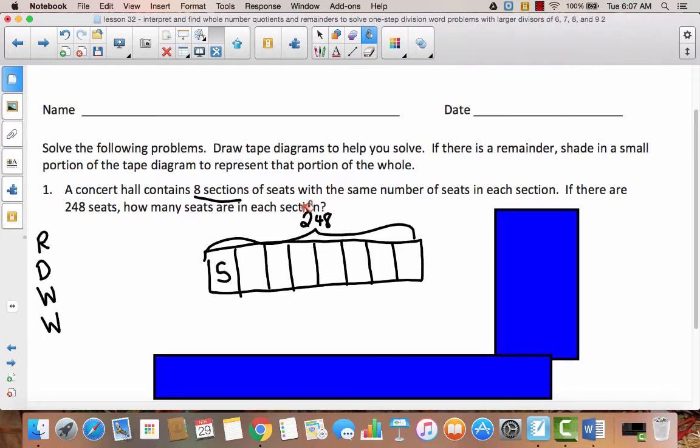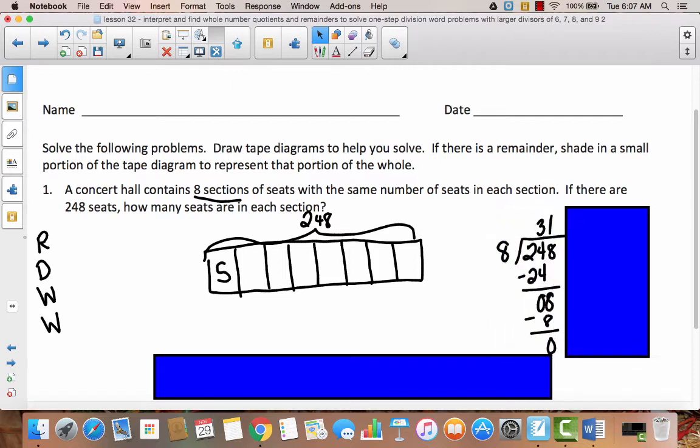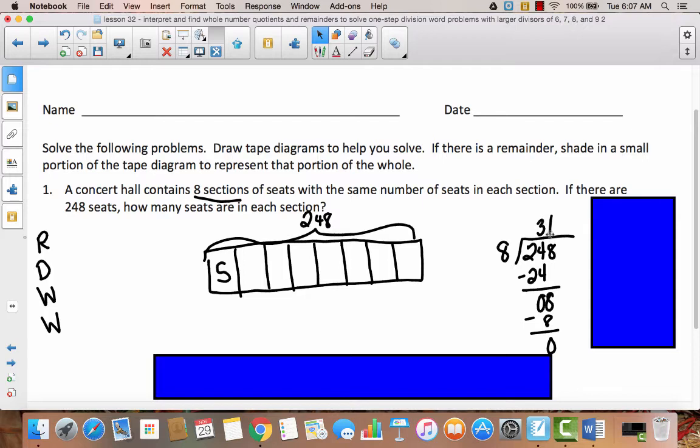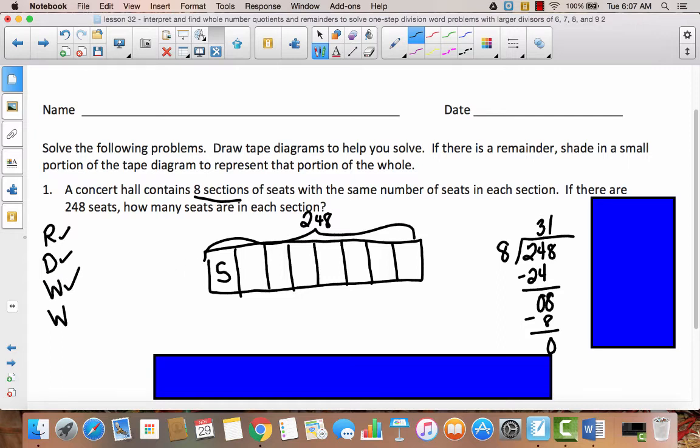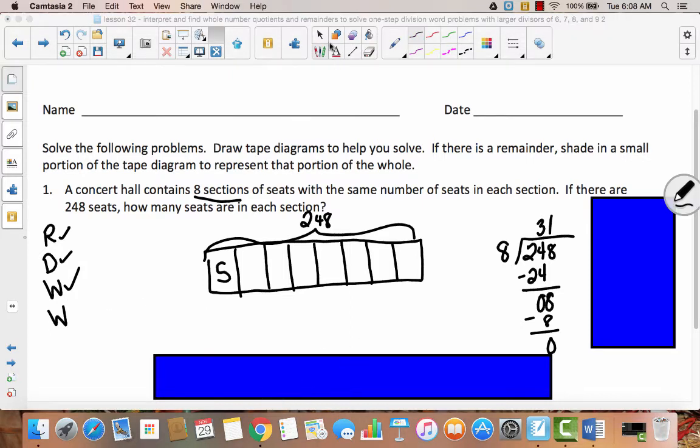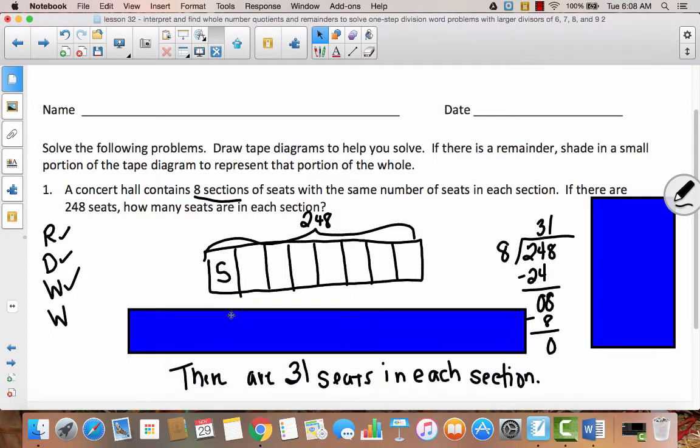Okay, so I thought to myself that this is clearly a division problem. So I took 248 and I divided it by 8. And I ended up with 31 and no remainder. So I already read this problem, I drew a tape diagram, I wrote a number sentence, and then I went to write my answer as a statement. How many seats are in each section? There are 31 seats in each section.